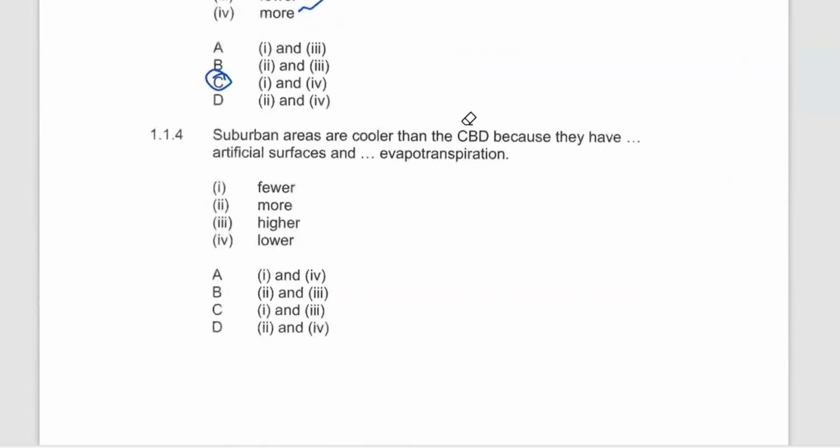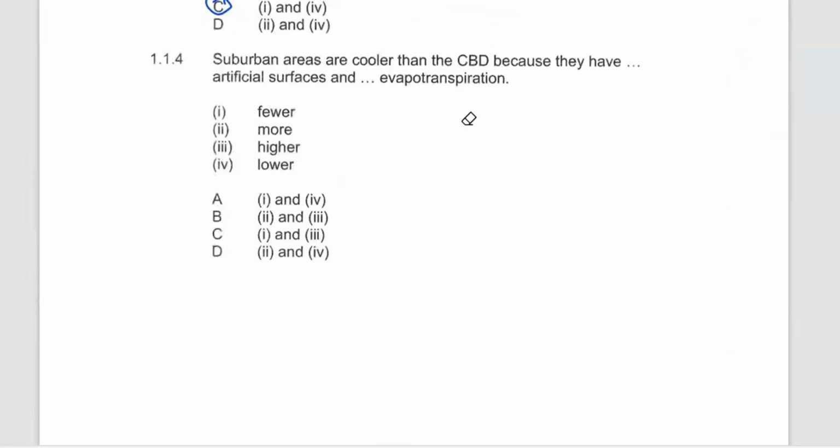Right, let's analyze the question. The suburban areas are cooler than the CBD because they have dash artificial surfaces. We know well that artificial surfaces are responsible for the absorption of heat. For example, we talk of the tarmacs and concrete surfaces. They are responsible for the absorption of heat. So in the suburban area, there must be fewer of them, which will lead to a reduction in the temperatures.